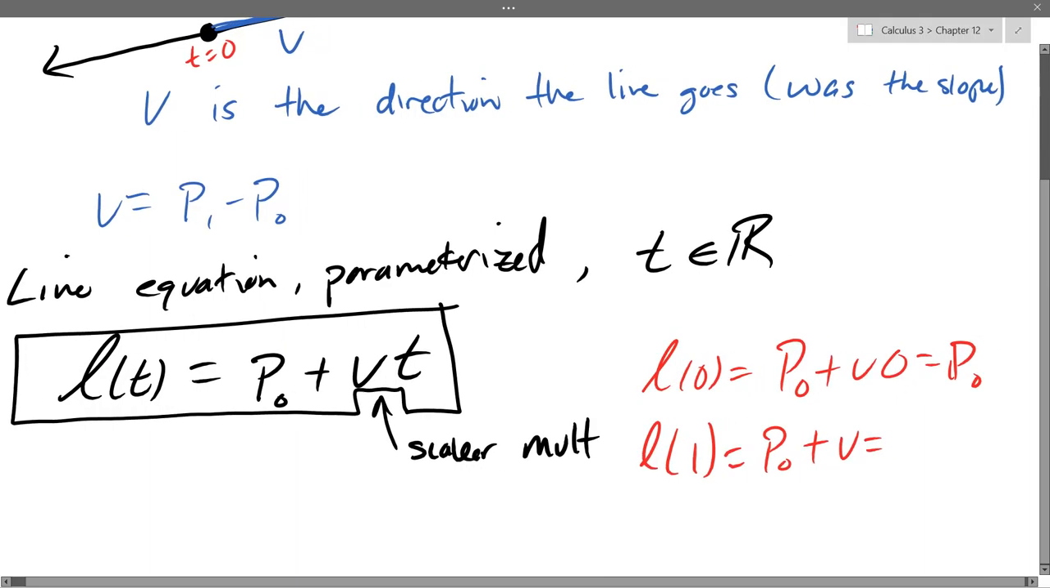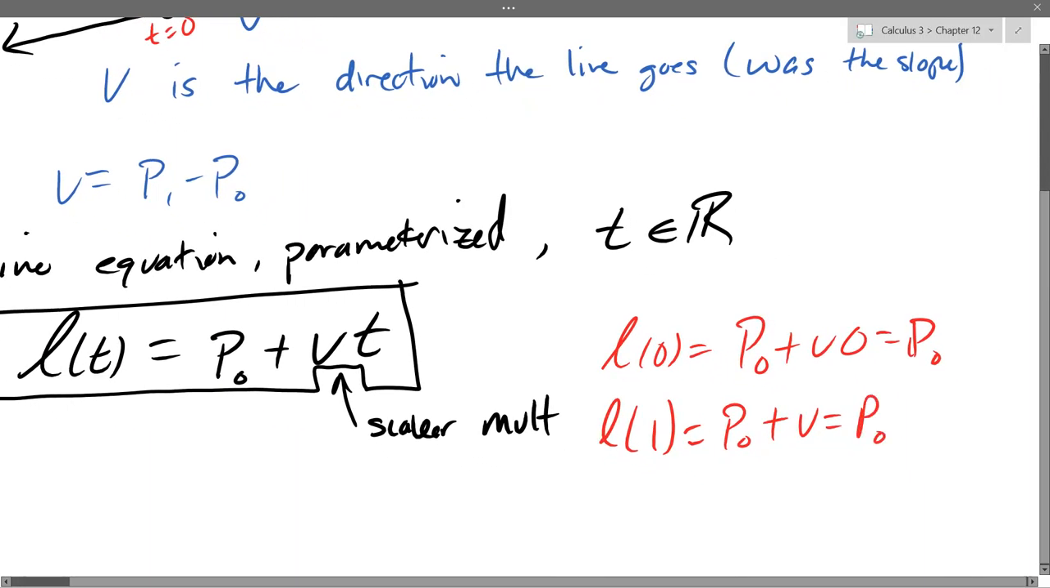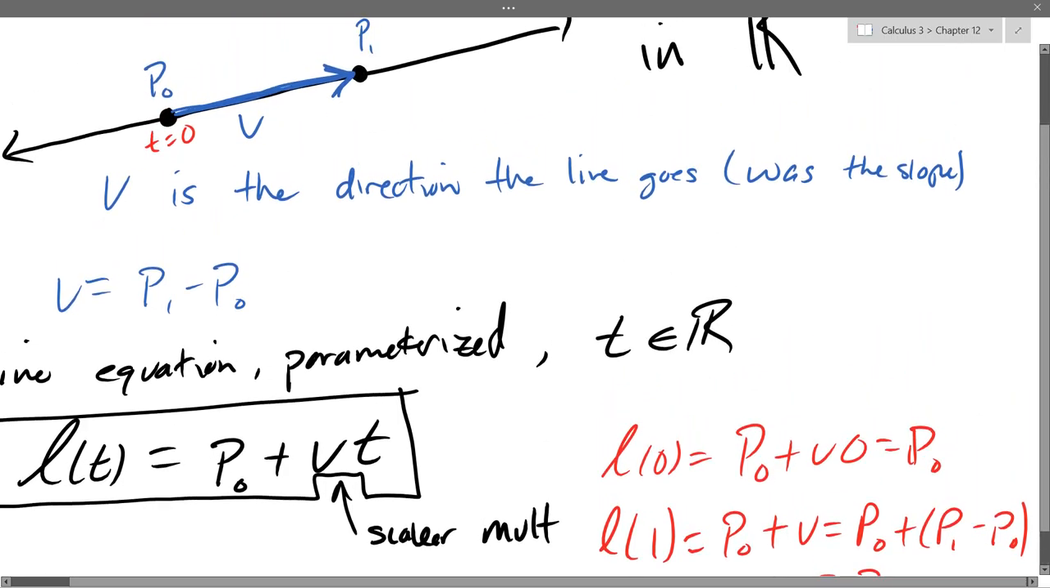What about L of 1? So we plug that in. P naught plus V times 1, which is V. What is V? Oh, it's P1 minus P0. So p0 cancels negative p0, and we get p1.